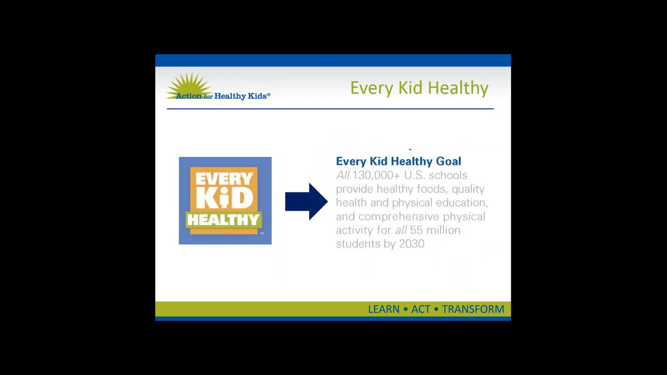We refer to our overarching organizational goal as the Every Kid Healthy Goal. That is our goal that all 130,000 plus U.S. schools provide healthy foods, quality health and physical education, and comprehensive physical activity for all 55 million students by the year 2030. Yes, that's quite a goal, and it's a visionary goal. We believe that through our work with our partners, schools, and constituents, we can together make sure all schools provide a healthy environment for our students.